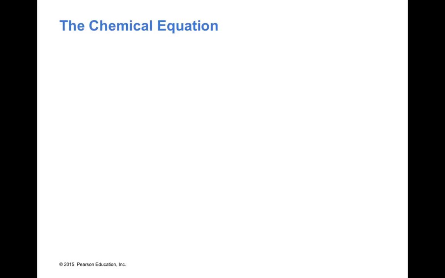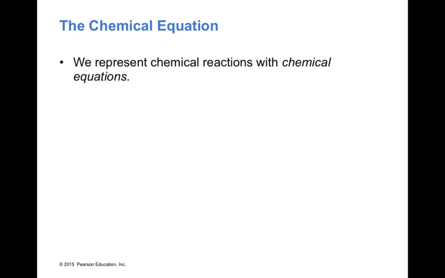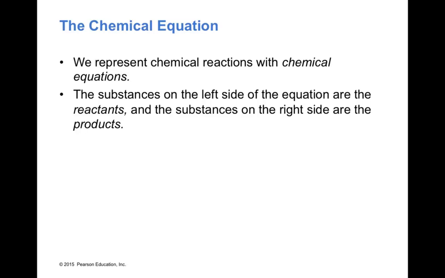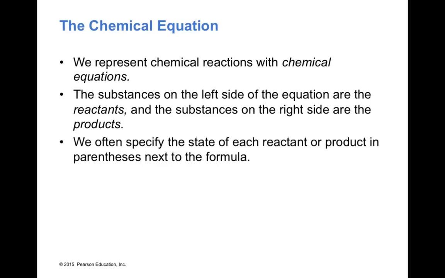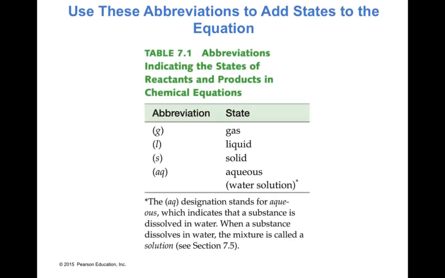So let's talk a little bit about a chemical equation. We represent a chemical reaction with a chemical equation. The substances on the left side of the equation are the reactants, and the substances on the right side are the products. We often specify the state of each reactant or product in parentheses next to the formula. These are some abbreviations we use: G for gas, L for liquid, S for solid, and AQ for aqueous. Aqueous is when we are using water solutions.